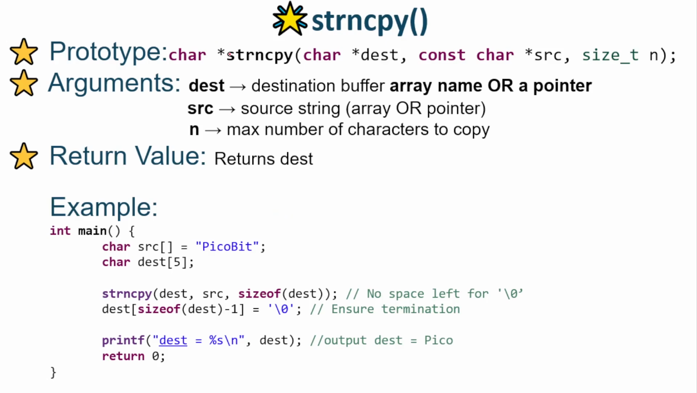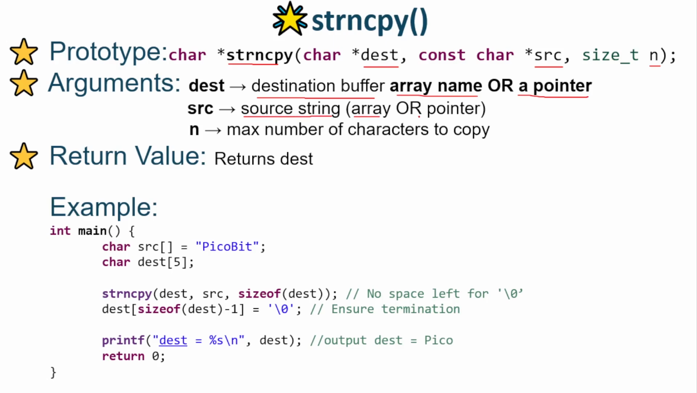strncpy. strncpy copies at most n characters. If the source is shorter than n, the remaining bytes are filled with null. If the source is longer than or equal to n, the result may not be null terminated. Therefore, in professional C code, we manually add a terminator.